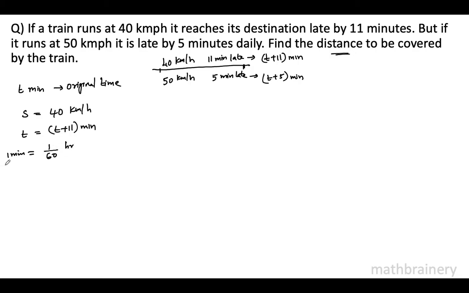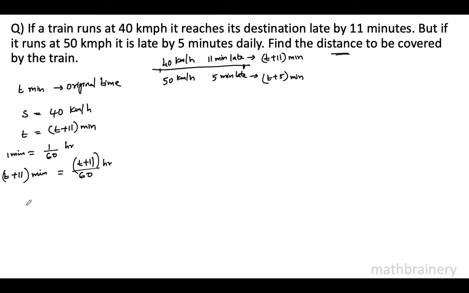In 1 hour there are 60 minutes, so 1 minute is nothing but 1/60 of an hour. So what is t plus 11 minutes? t plus 11 minutes is t plus 11 by 60 hours. Why am I converting it into hours? Because the speed given to us is 40 kilometers per hour. So I want to know per hour what is the time taken. So we need to convert these minutes into hours. Whenever we are performing any mathematical calculations, especially in speed, distance and time, it's very important to make sure that the units are the same.